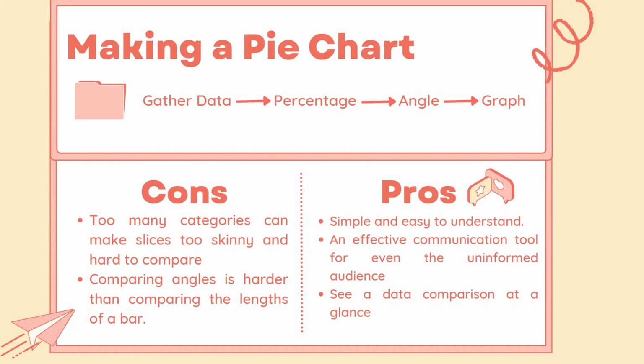For instance, if there are too many categories, there will be a multitude of pie slices, which can make the pie slices too skinny and difficult to compare to one another. It is also easier to compare the lengths of bars instead of angles of a circle. Nevertheless, its strength lies in its simplicity and how it is easy to understand. As it represents data visually as a fractional part of a whole, it can be an effective communication tool for even an uninformed audience. Ultimately, it enables the audience to see a data comparison at a glance, to make immediate analysis, or to understand information quickly.